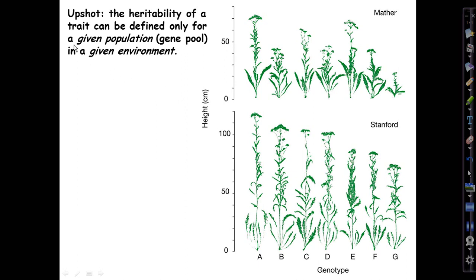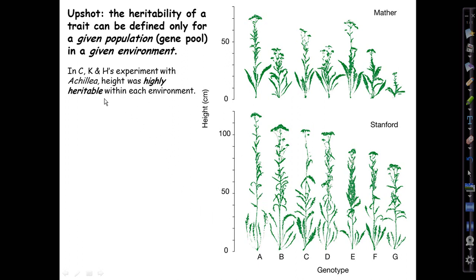It's a property of a given population, which is to say, roughly, of a given gene pool, in a given environment. And if we change either the gene pool or the environment, we're likely to get a very different estimate of the heritability. In the Clausen-Keck-and-Heise experiment, here are those Achillea plants again, and their genotypes.